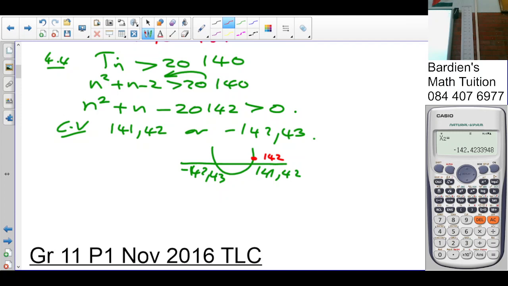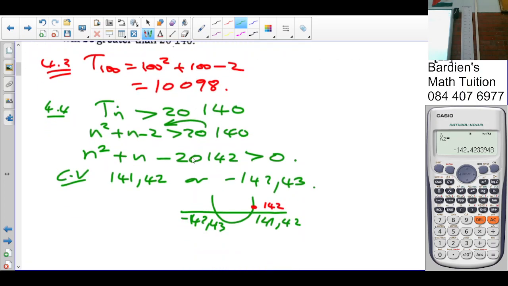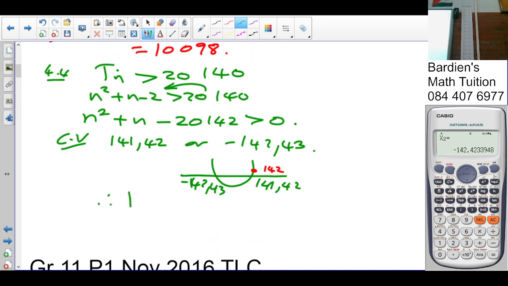Okay, we can't go negative now. No? Because what do you want to say? Okay, it's going to tell you here. So what's the question? The question says calculate the smallest value of n for which T142 is going to be greater than 2014. If they ask you what is the value of the term, then I would have substituted 142 into the general formula to get the value of the 142nd term. Okay?